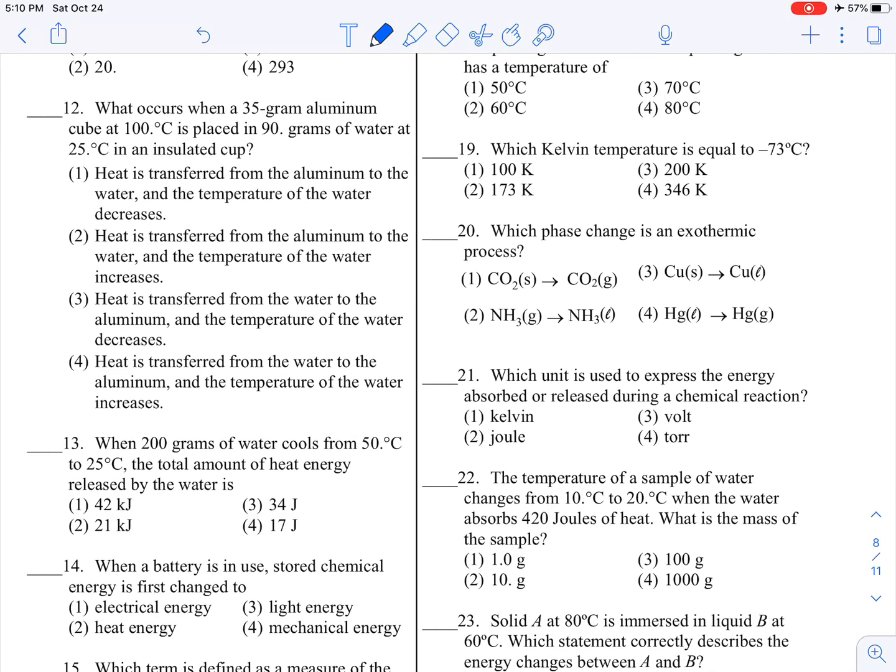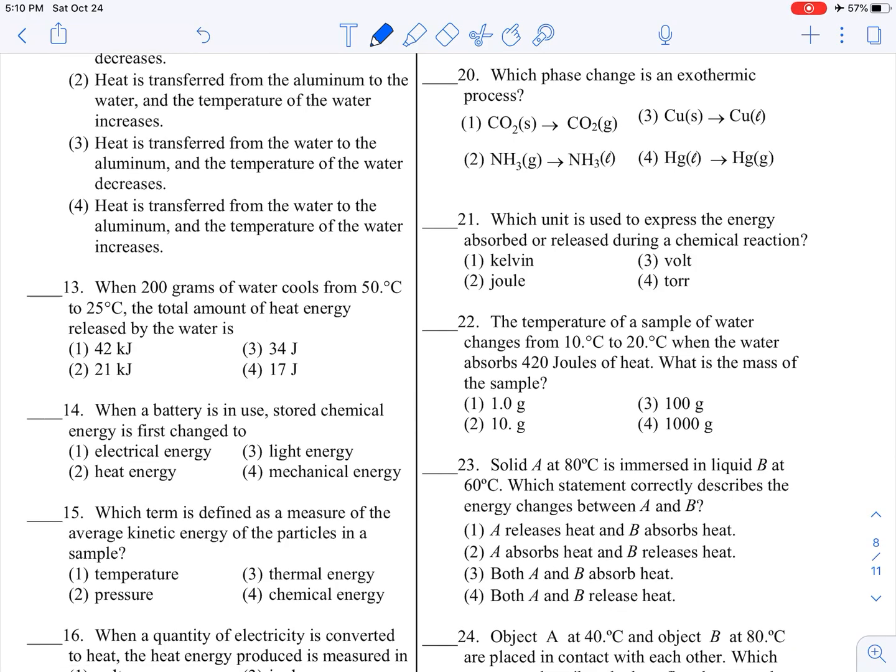What occurs when a 35-gram aluminum cube at 100 degrees Celsius is placed in 90 grams of water at 25 degrees Celsius in an insulated cup? Heat flows from hot to cold. So who's hotter? The aluminum is at 100, water's at 25. So heat is transferred from the aluminum to the water, and the temperature of the water would increase. So that's choice 2.